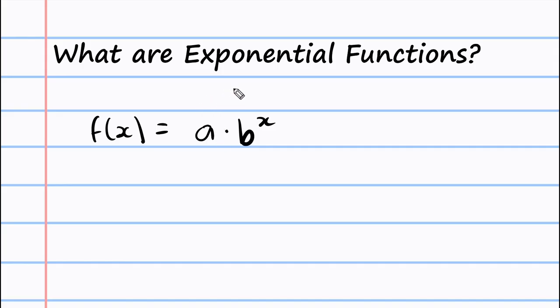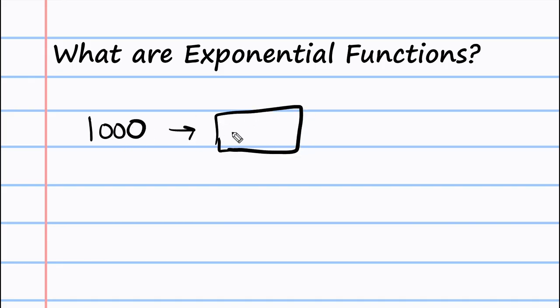What's the point of all these exponential functions? Why should we overcomplicate these things? Exponential functions are good for modeling growth and decay. So for example, if I deposit $1,000 into a bank, that gives me 10% returns every year.